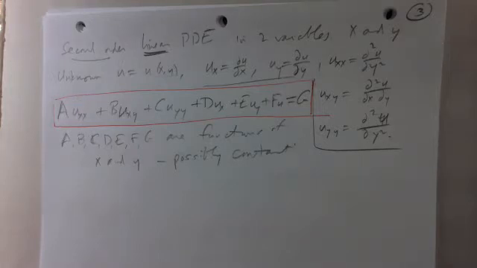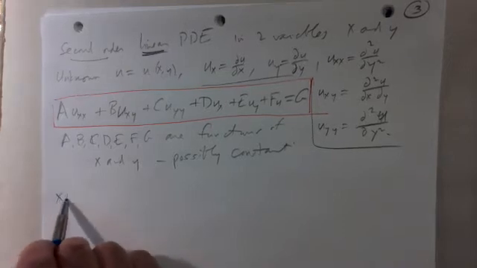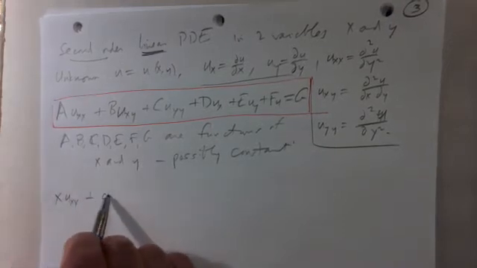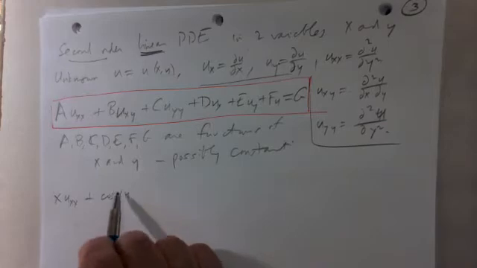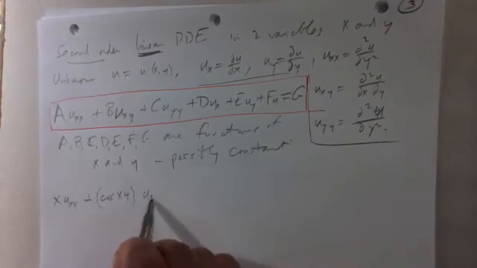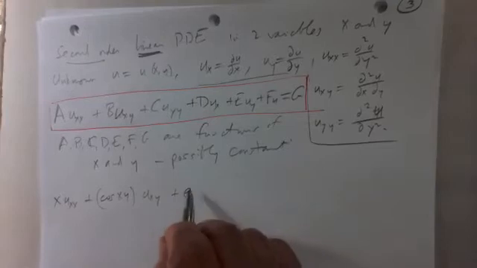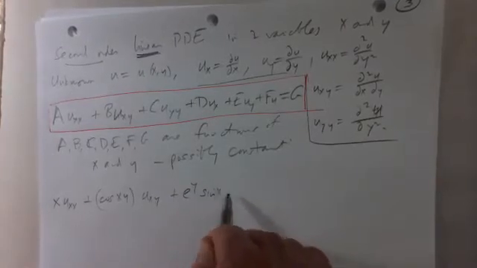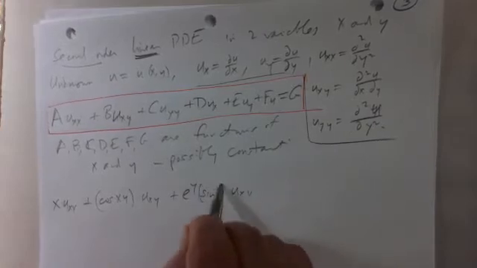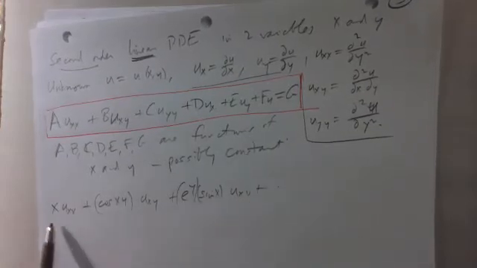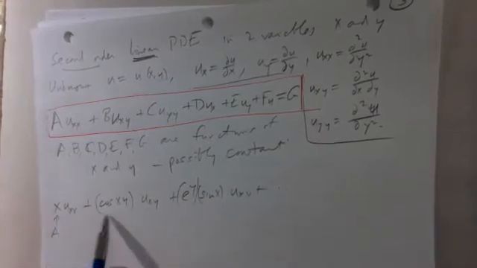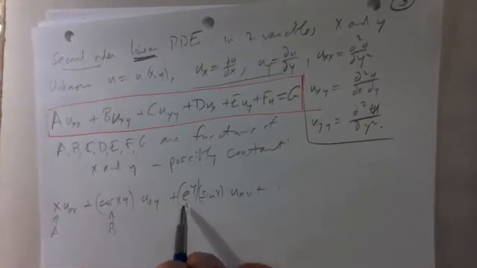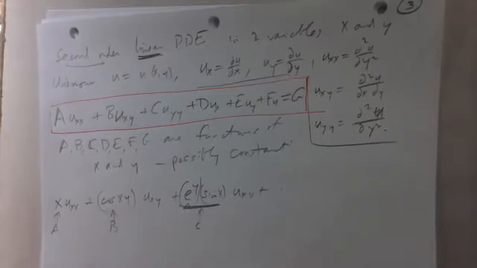Yeah. Let them all equal x or y or whatever, right? I mean, you could have x uxx plus cosine xy times uxy plus e to the y sine x uyy. Right? So in that case, this is A, this is B, this is C, and so forth.